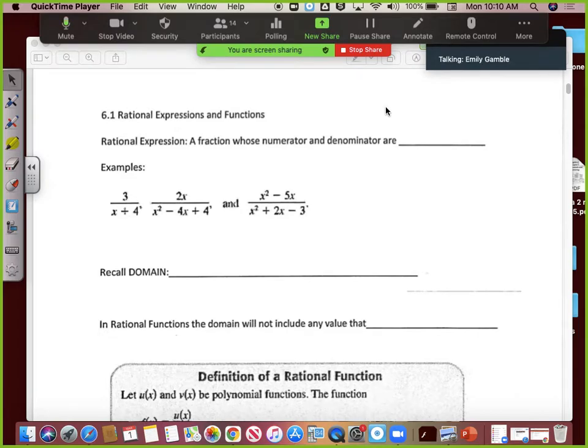So chapter 6 is all about rational expressions, and rational expressions means that we're going to be now seeing polynomials that are in fraction form. Rational means in a ratio, a fraction. So a rational expression is a fraction whose numerator and denominator are polynomials.